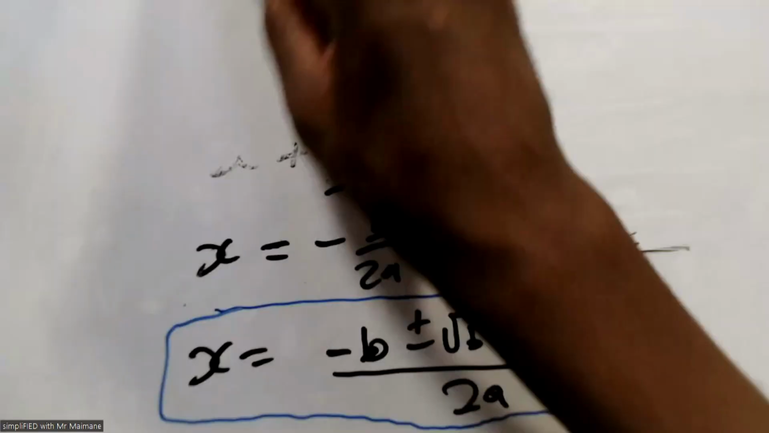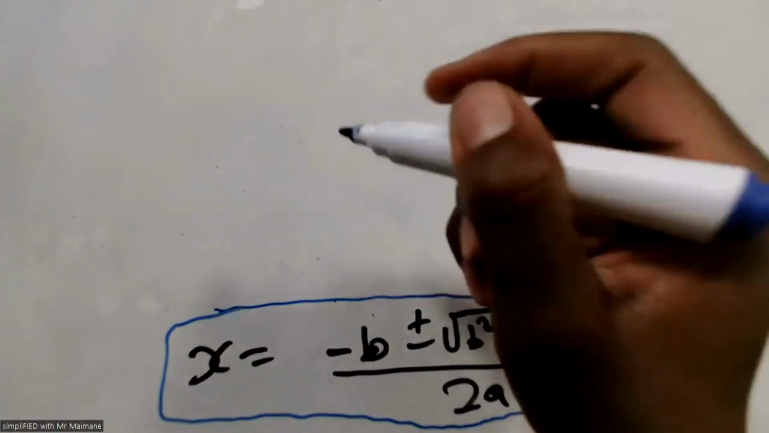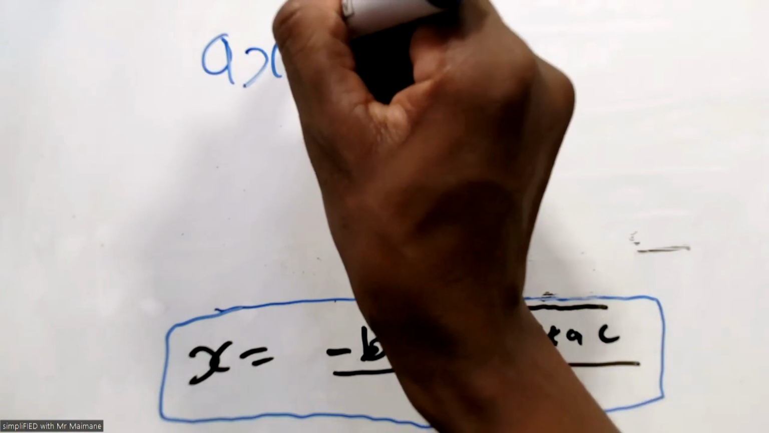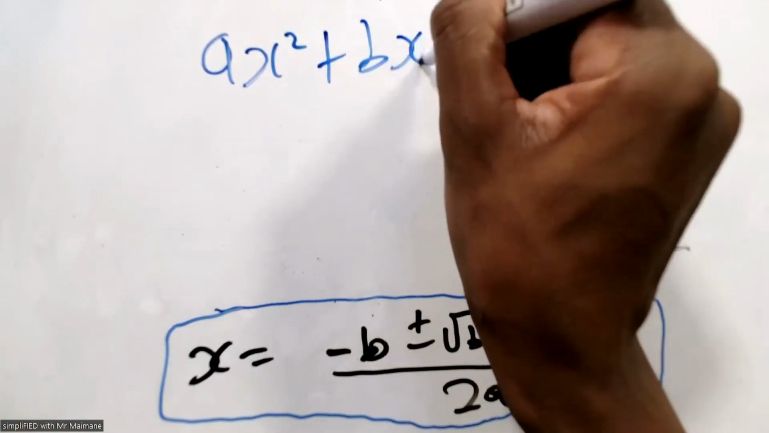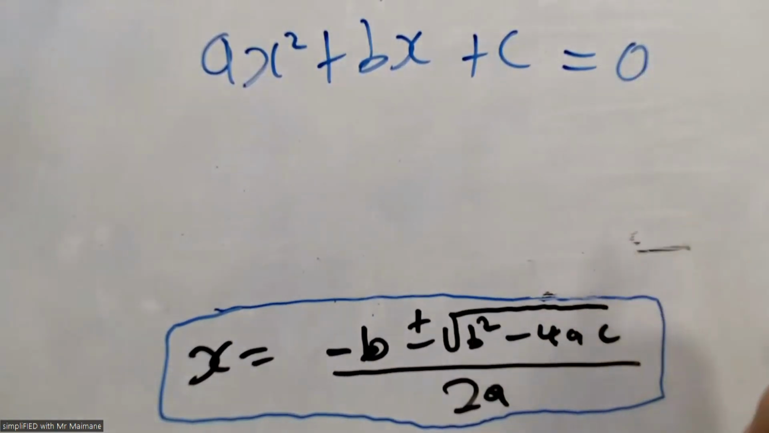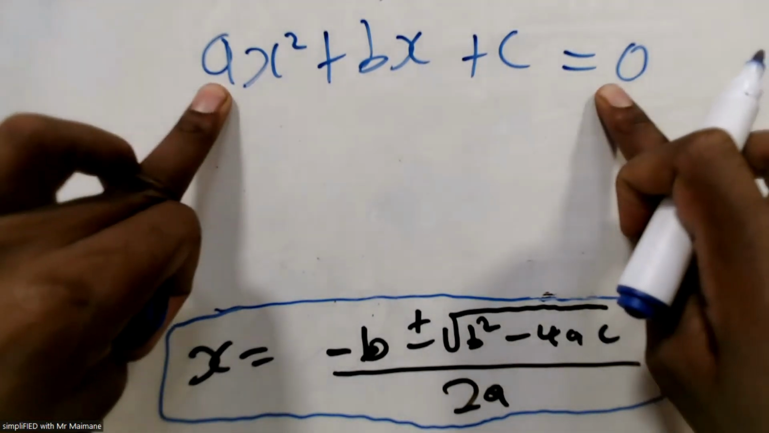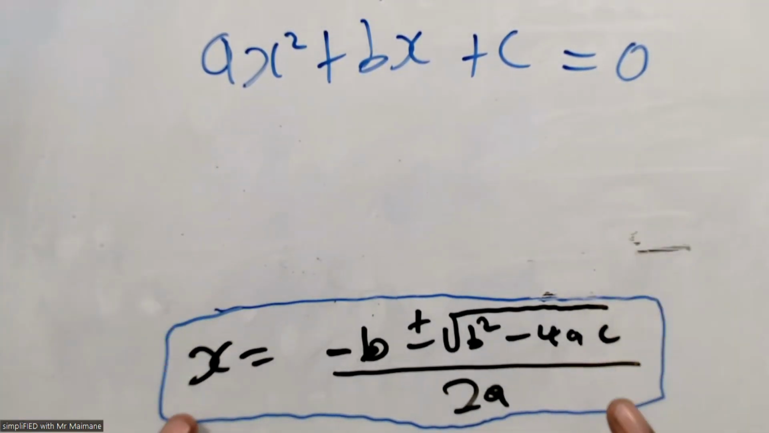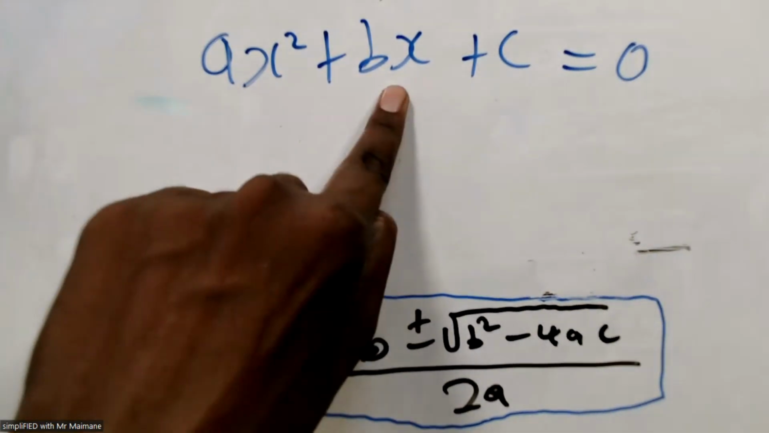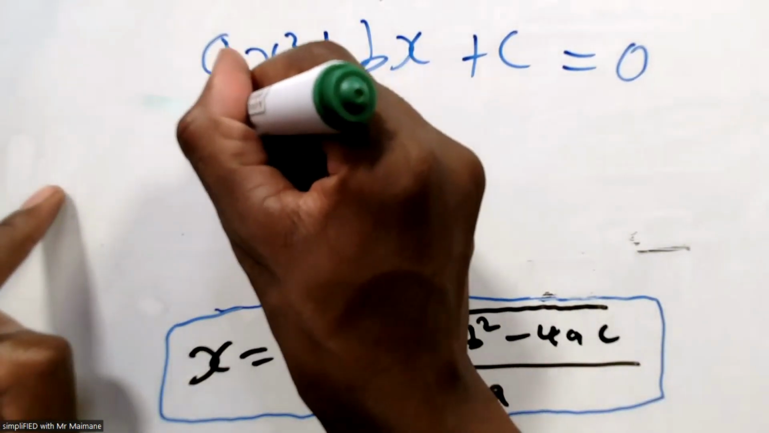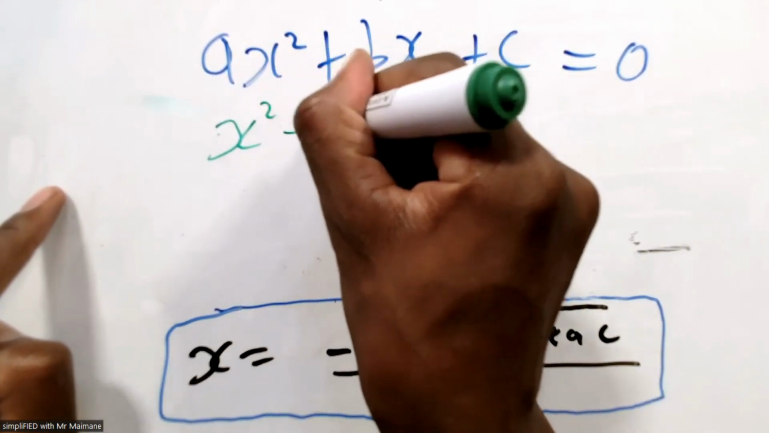So let me put it like this again. We say when you have ax squared plus bx plus c is equal to 0, the solution to this quadratic function is this. So ideally, ax squared plus bx plus c can be written in something of these forms.